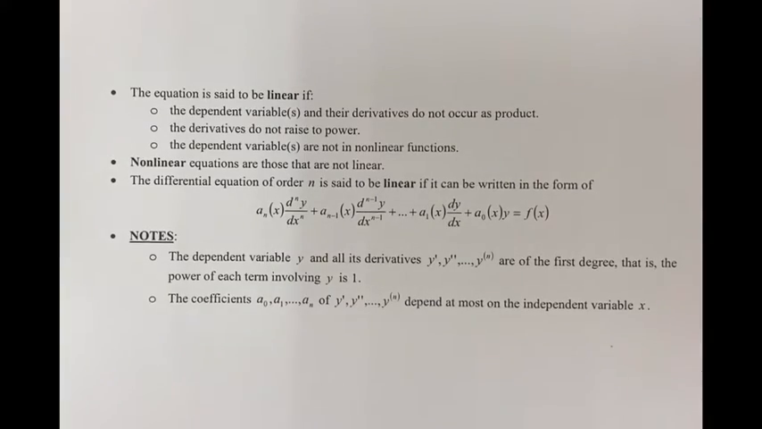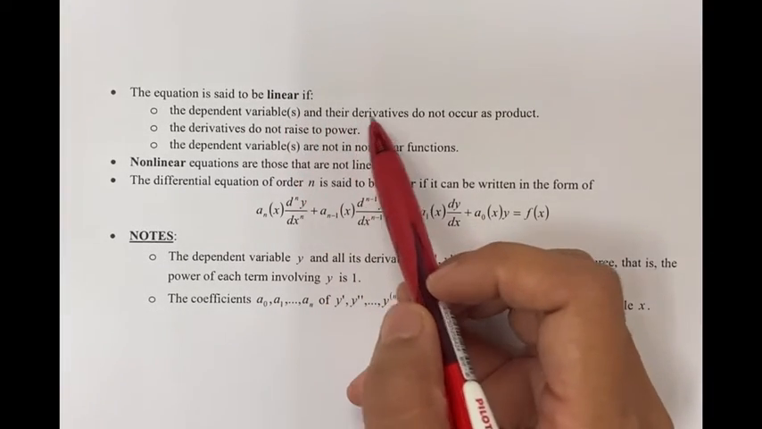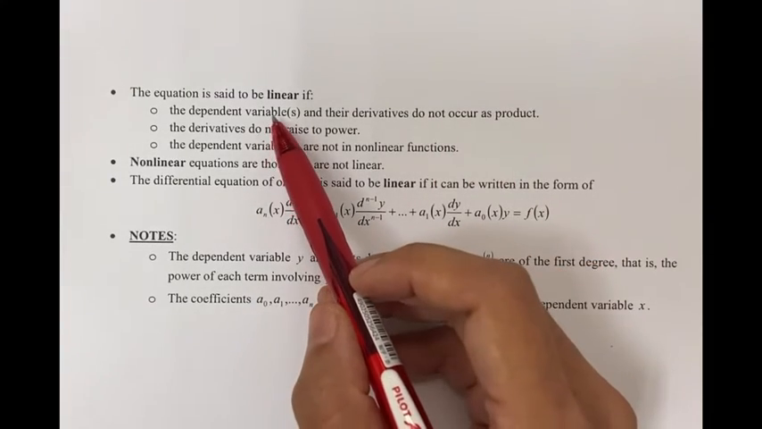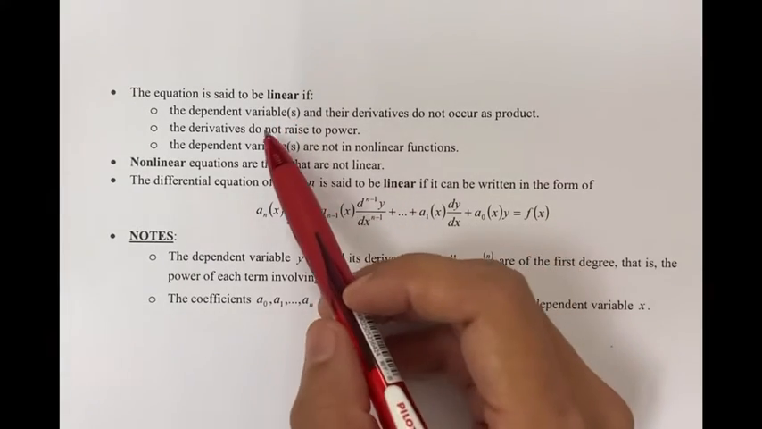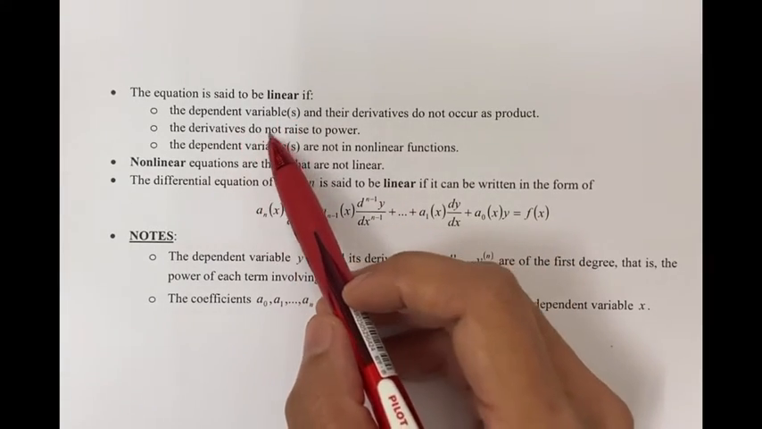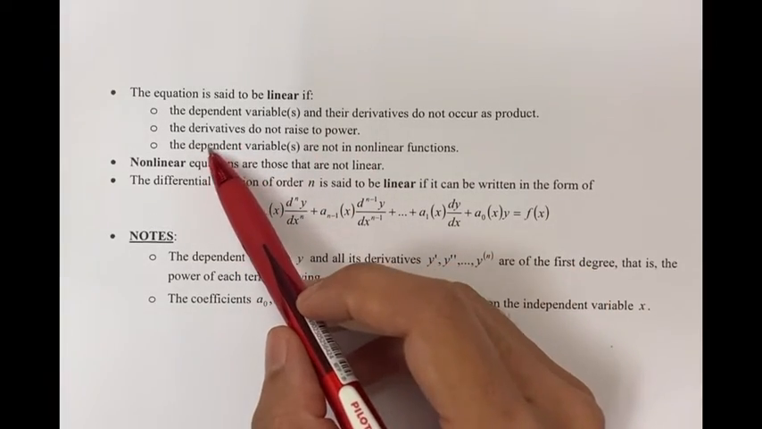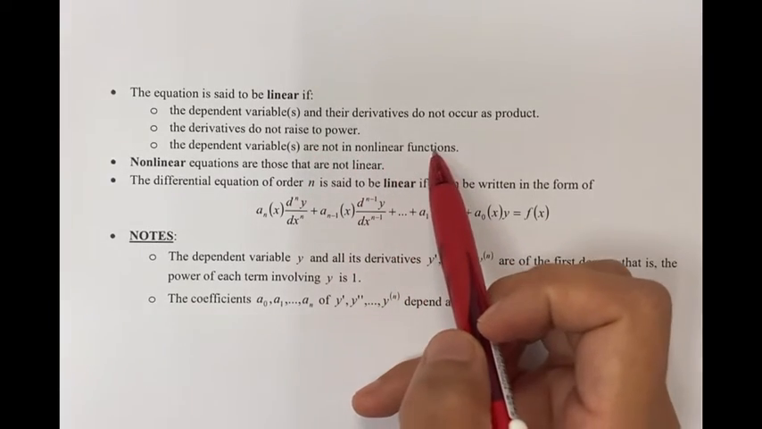For linearity, the equation is said to be linear if you consider these 3 conditions. The first condition is the dependent variables and their derivatives do not occur as products. So you need to define what your dependent variables are first. The second one is the derivatives do not raise to power. And the third one is the dependent variables are not in nonlinear functions.